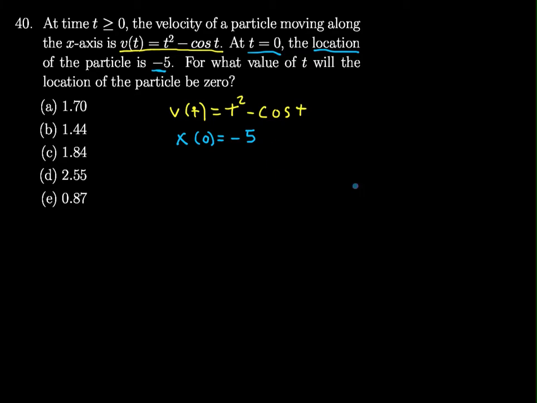And I should note that we're looking for the value of t that will make the location of the particle 0. I know that the displacement of the particle, the change in x, will equal the integral from 0 to t of my velocity. I'm not going to put a t in the velocity because t is one of the limits of my integration, so I'll say of u squared minus cosine of u du.